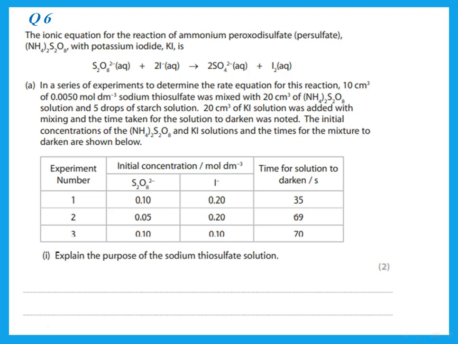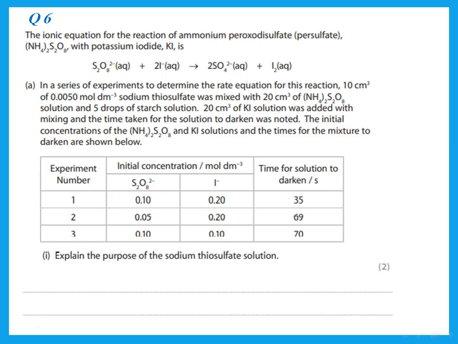Here the equation says the ionic equation for the reaction of this persulfate with potassium iodide is this. In a series of experiments to determine the rate equation for this reaction, he has sodium thiosulfate mixed with the persulfate solution and 5 drops of starch solution. He has potassium iodide mixed, and the time taken for the solution to darken. Remember that in this equation, iodine is being formed, so the reaction starts colorless, and then the color of iodine with starch starts to show up.